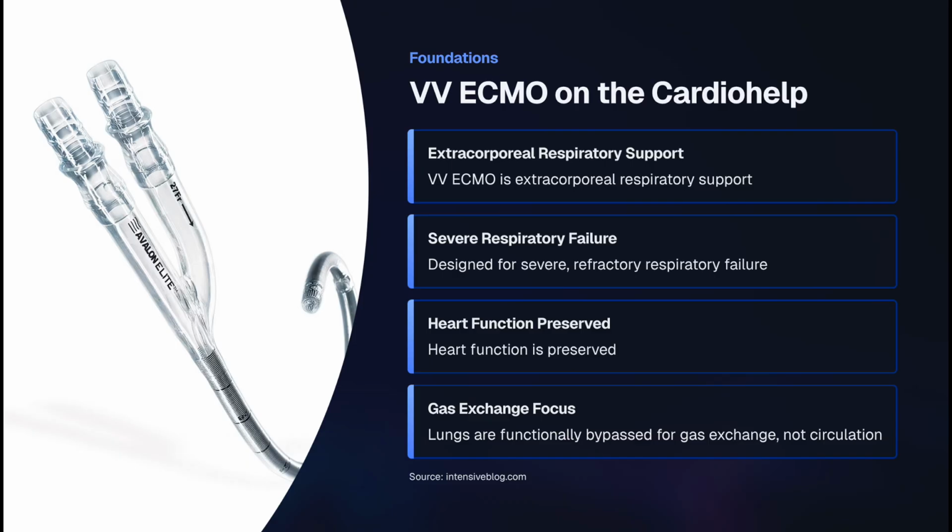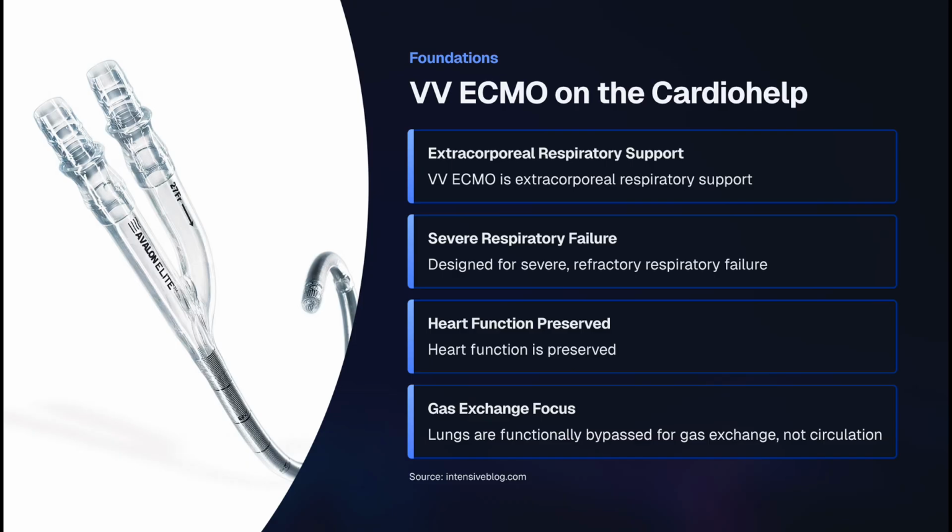VV ECMO exists for one reason: respiratory failure that has exceeded the lung's ability to exchange gas, despite maximal conventional therapy. This is not a ventilator upgrade. This is extracorporeal gas exchange. Think of VV ECMO as an artificial lung placed outside the body. Blood leaves the venous system, is oxygenated and cleared of carbon dioxide, and then returned back to the venous circulation.